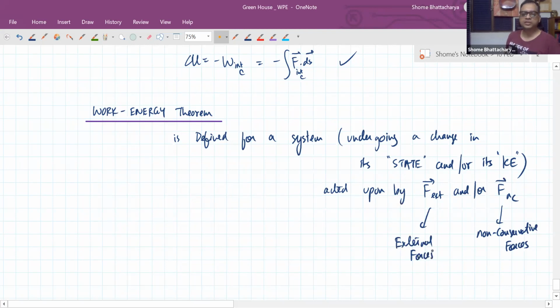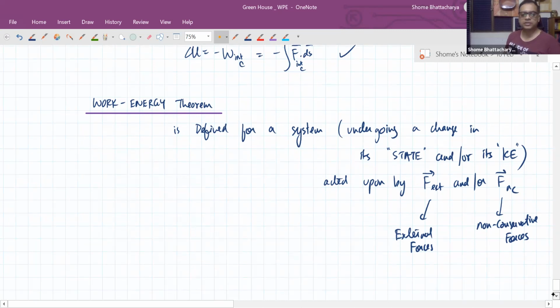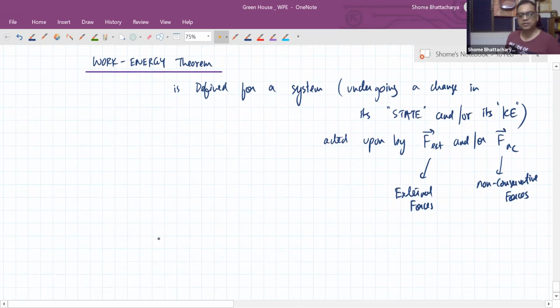So under the action of some external force, and along with that there may be some non-conservative force present, or they may not be, whatever be the case, the system is undergoing a change in its state and its kinetic energy. So for such a situation, we define the work energy theorem, like this: the work done by the external agent plus the work done by the non-conservative forces equals the change in kinetic energy of the system plus the change in potential energy of the system.